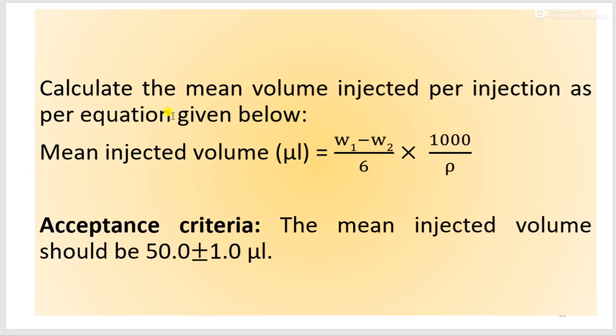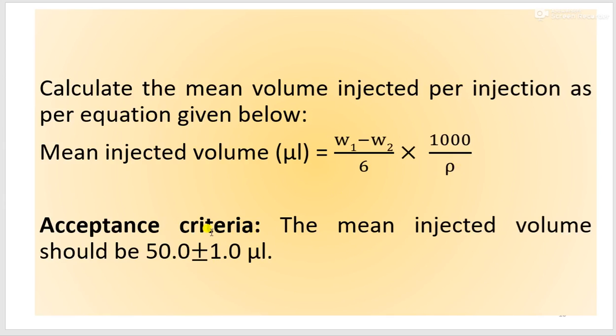Then you have to calculate mean injection volume per injection using this formula. So mean injection volume in microliter can be calculated as W1 minus W2, means initial weight and then final weight, upon 6 because we have performed 6 injections, into 1000 because that value will be in ml, so we have to convert it into microliter. So this is the 1000 and this is rho. Rho is the density of water. So you can convert weight into volume.